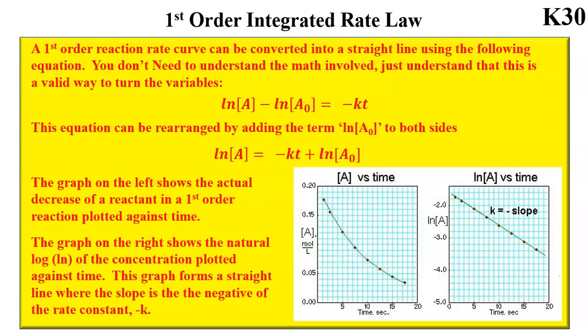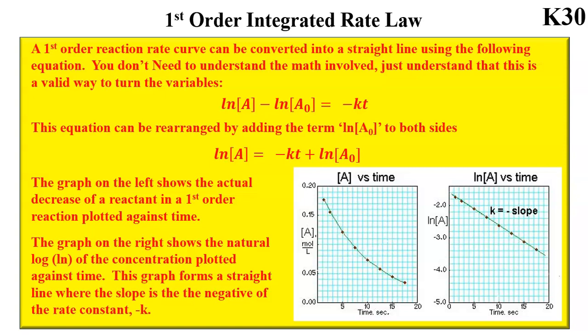A first order reaction rate curve can be converted into a straight line using the following equation. You don't need to understand the math involved, just understand that this is a valid way to turn the variables into a straight line. If you take the integrated rate law we just showed you and rearrange it by adding the natural log of A0 to both sides, you end up with ln A equals negative k times t plus the natural log of the initial concentration of A.